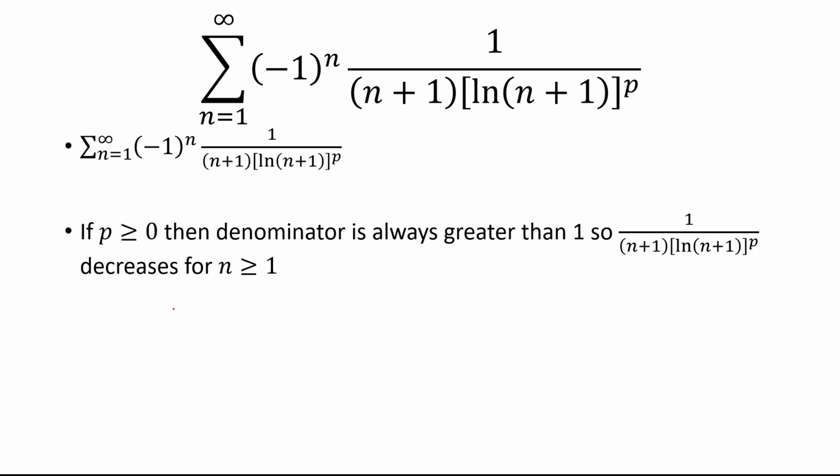And now we want to show that it's decreasing. For p greater than or equal to 0, the denominator is always greater than 1, and it's also increasing. I forgot to mention that here. It's increasing because n plus 1 is increasing, and the natural log is also increasing. So the numerator stays constant, whereas the denominator continues to grow. Therefore, this whole thing will decrease.